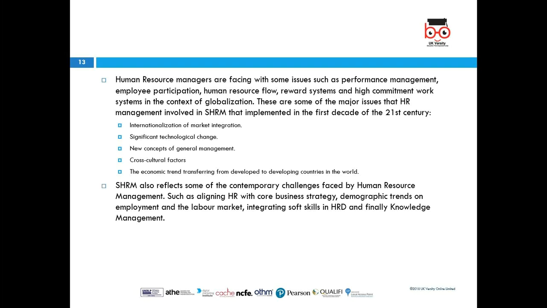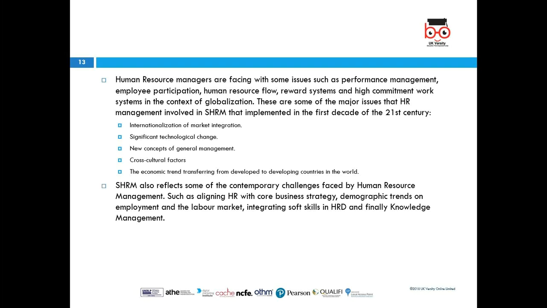Obviously, the pace of technological change is amazing right now. New technology, new apps, new everything coming out, social media. What is the implication for strategic HRM? How can you leverage this technology and social media to do better HRM and better organizational performance? And there are new concepts of general management, new ideas around how to lead and manage people.